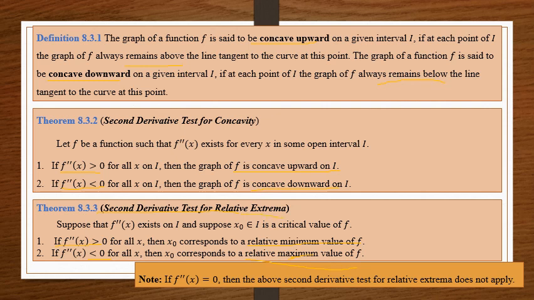Okay, take note, if f double prime of x is equal to 0, then the above second derivative test for relative extrema does not apply. Okay, so take note that ha, if yung second derivative natin is equals to 0, then this test does not apply for relative extrema.